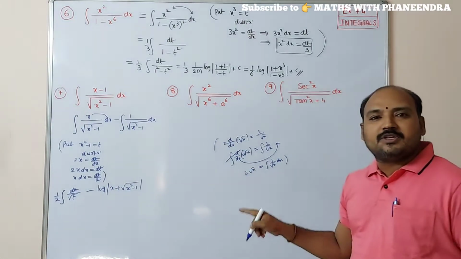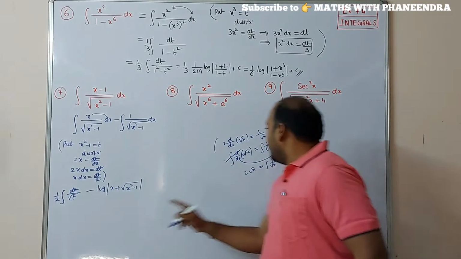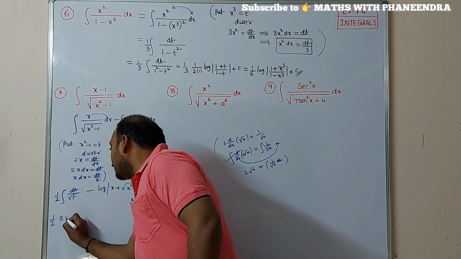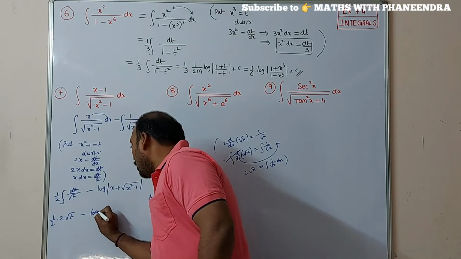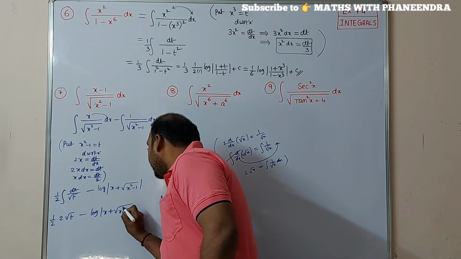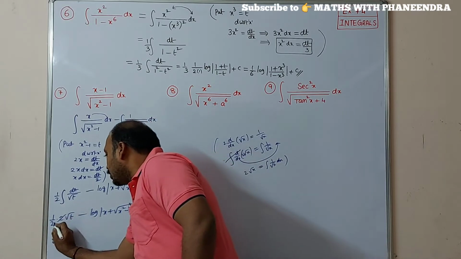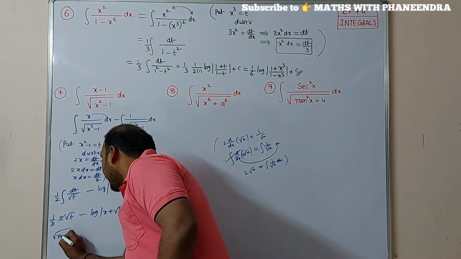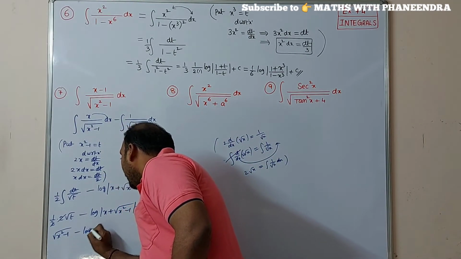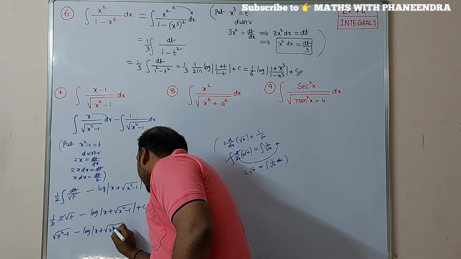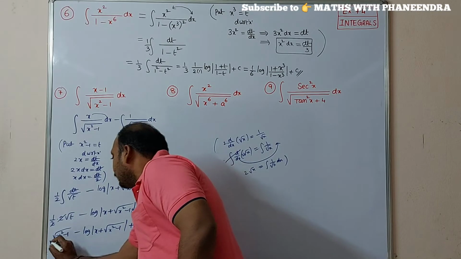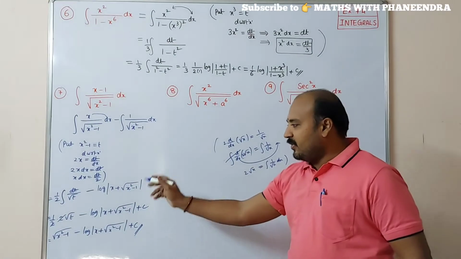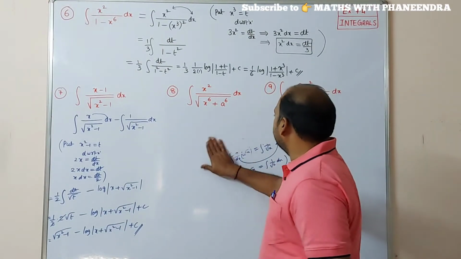Just for understanding purpose I am writing here. So integral 1 by root t dt. Integral 1 by root x dx is 2 root x. Here also 1 by 2 into 2 root t minus log mod x plus root over x square minus 1 plus c. Here 2 gets cancelled. In place of t, substitute root x square minus 1. Root x square minus 1 minus log mod x plus root over x square minus 1 plus c. I hope everyone understands this, friends. We'll move on to the next question here.